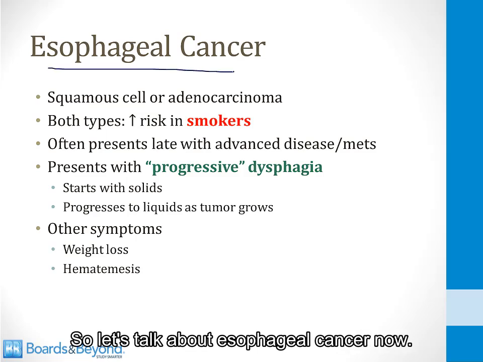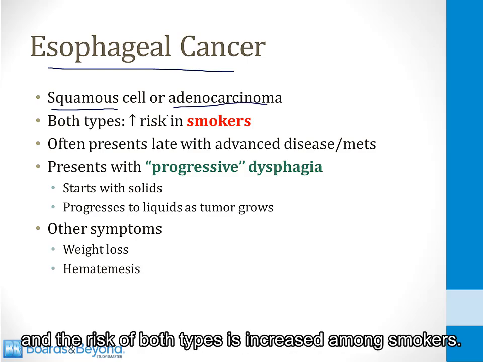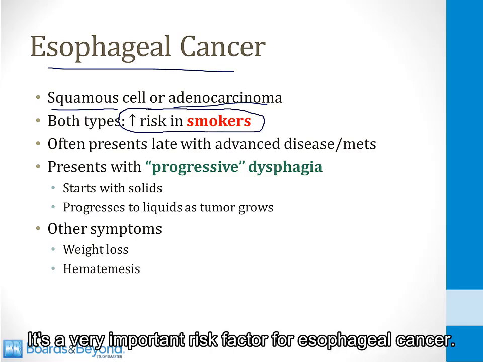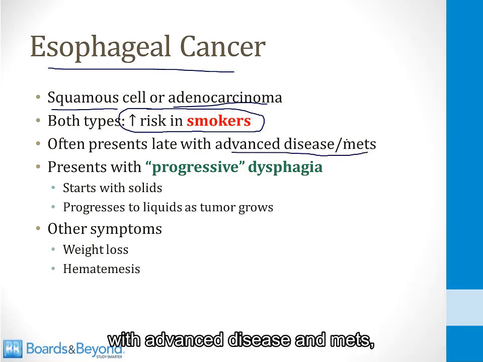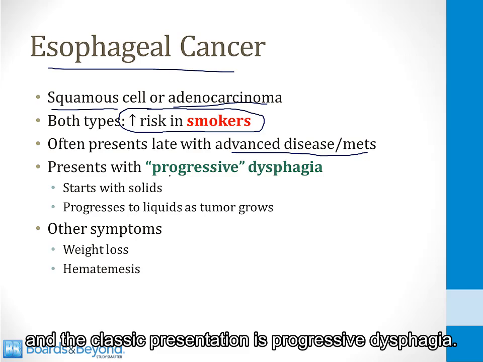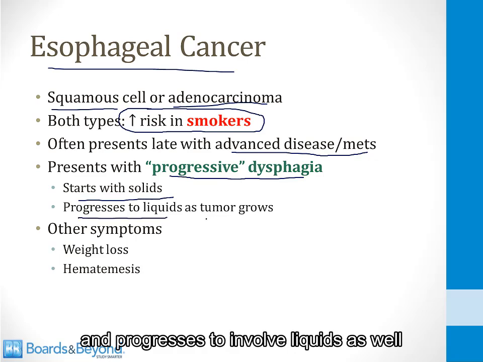So let's talk about esophageal cancer now. There are two types, squamous cell and adenocarcinoma, and the risk of both types is increased among smokers. It's a very important risk factor for esophageal cancer. Both types tend to present late with advanced disease and mets, and the classic presentation is progressive dysphagia. Progressive means that the dysphagia starts with solids and progresses to involve liquids as well as the tumor grows.